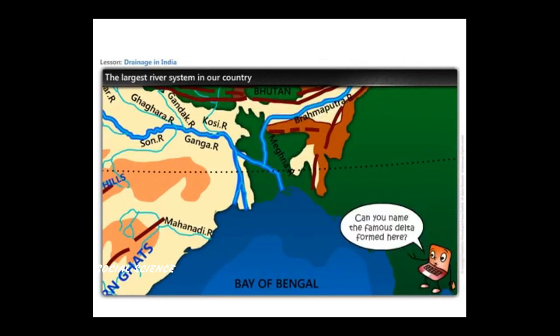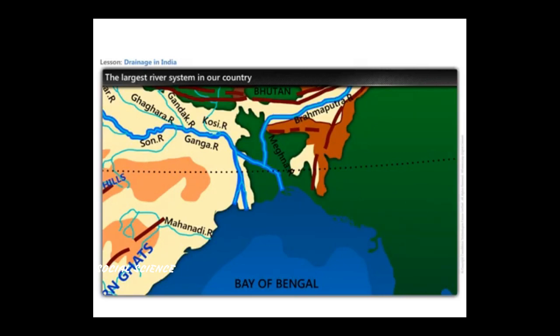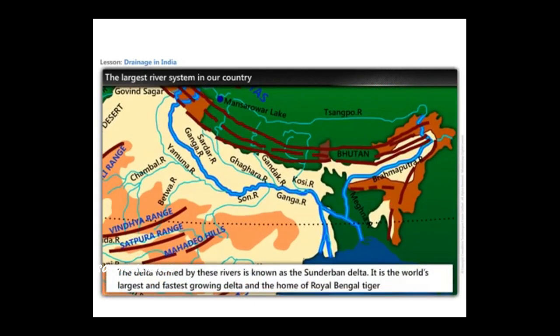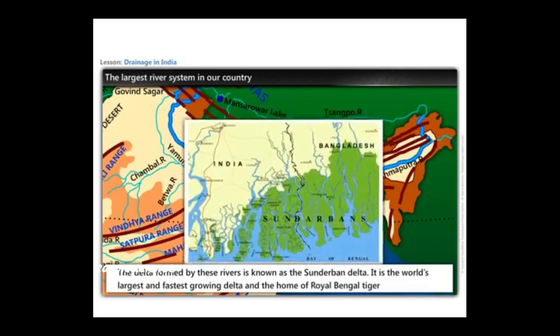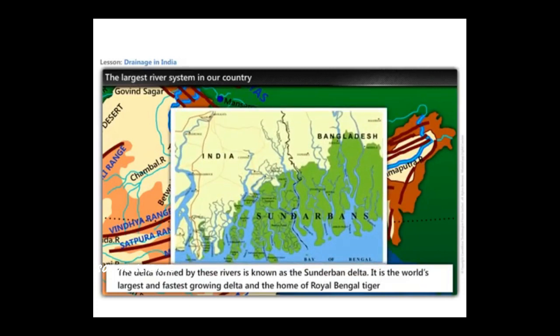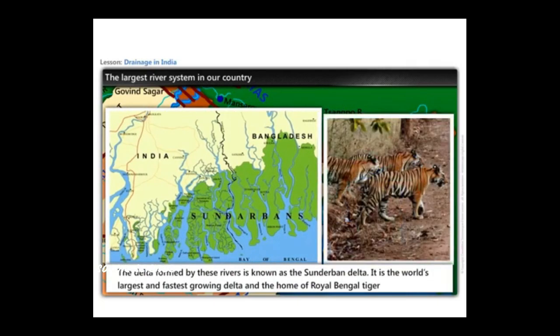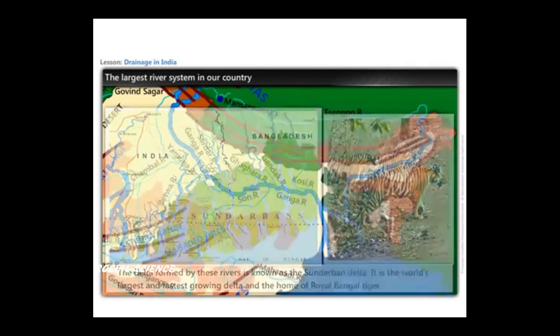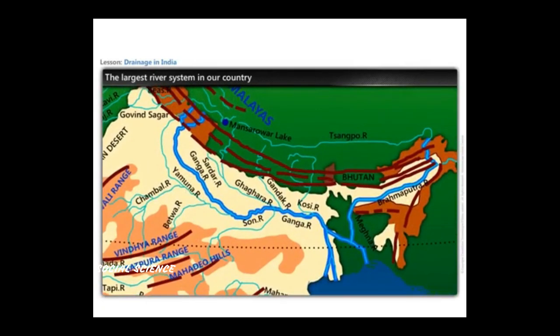Can you name the famous delta formed here? The delta formed by these rivers is known as the Sundarban Delta. It is the world's largest and fastest growing delta and the home of Royal Bengal tiger. The length of the Ganga is over 2,500 kilometers.